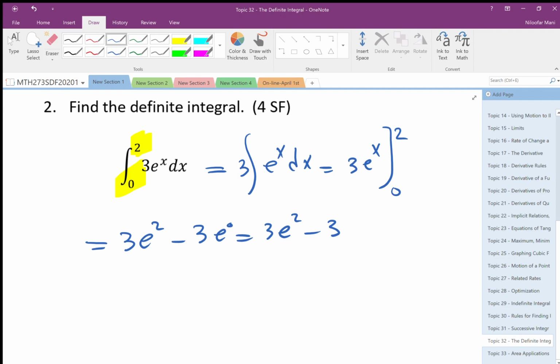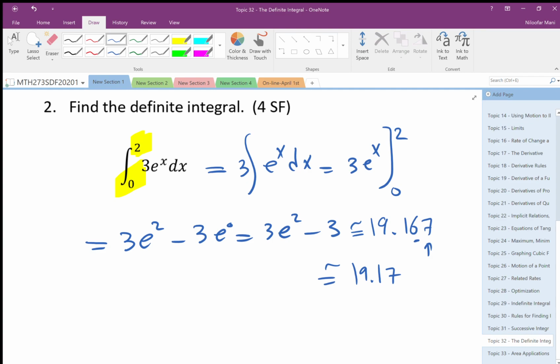Okay? It says 4 significant digits. So now I can use my calculator. So 3 times e power 2 minus 3, which is 19.167. I underline that, check that, it is almost 19.17. This is the answer, because it says 4 significant digits. So pay attention to significant digits. Okay?